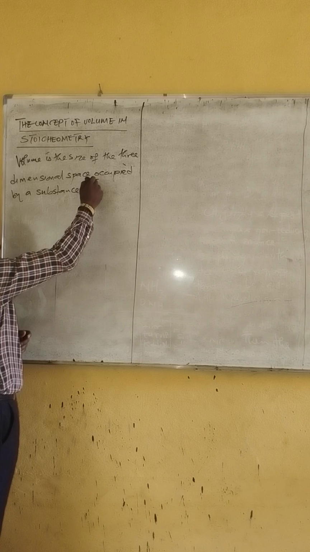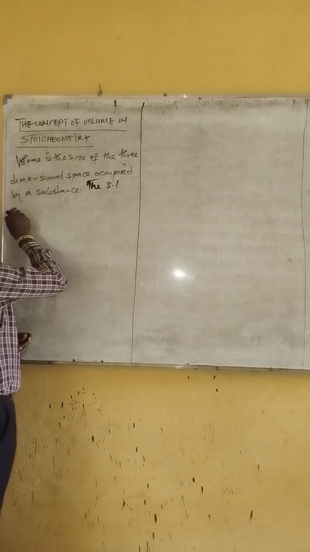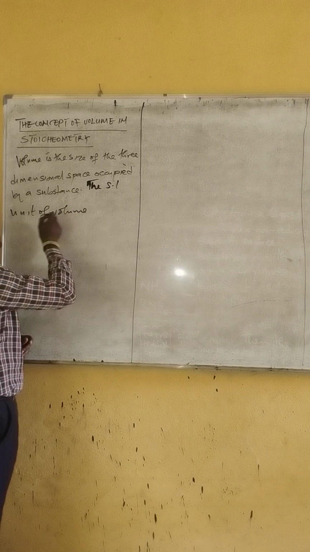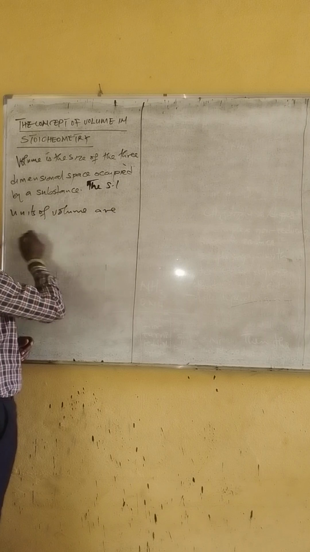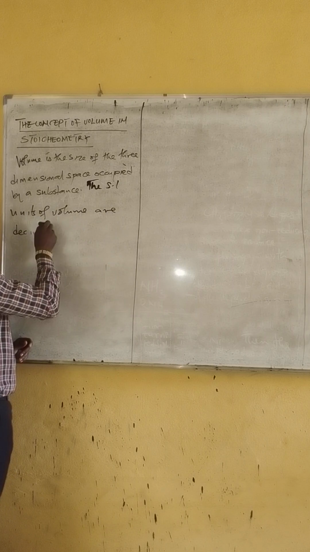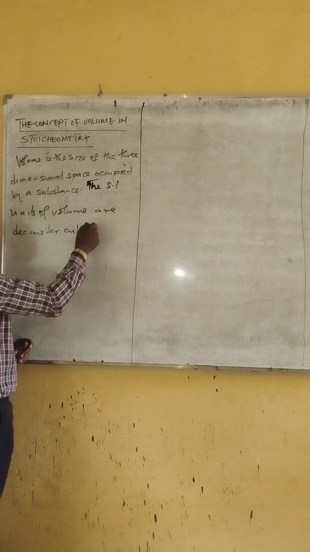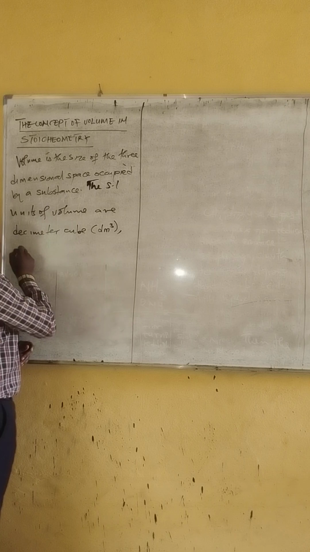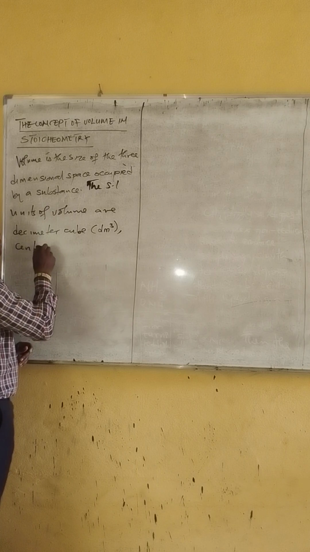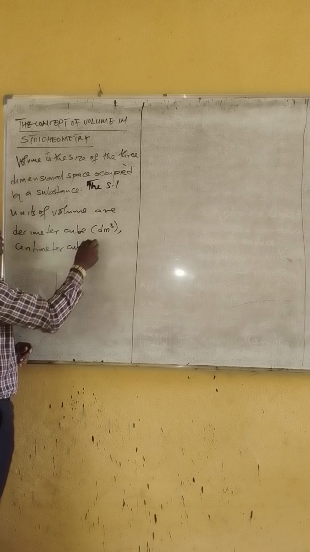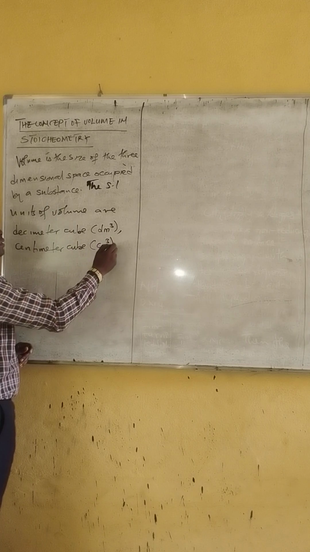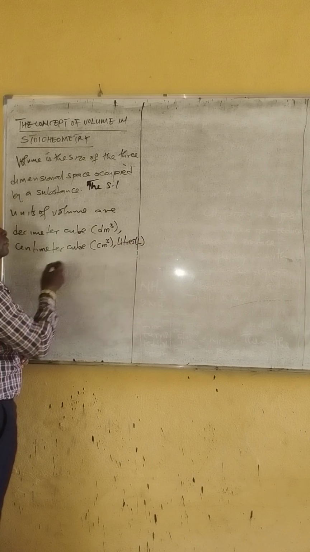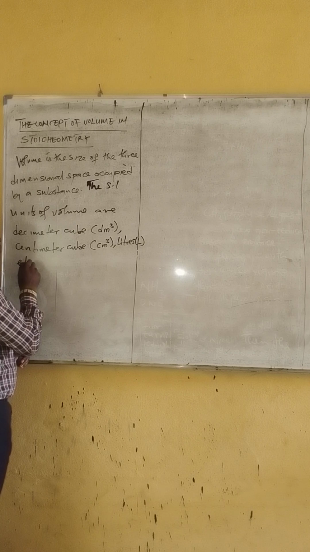Now, the SI units of volume are decimeter cube, which is equal to dm raised to power 3, centimeter cube, which is cm raised to power 3, liters, liter L, and so on and so forth.